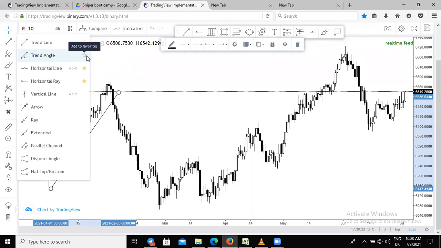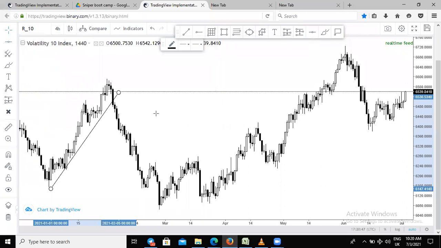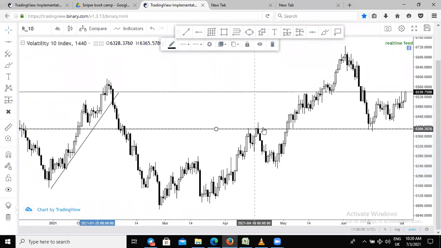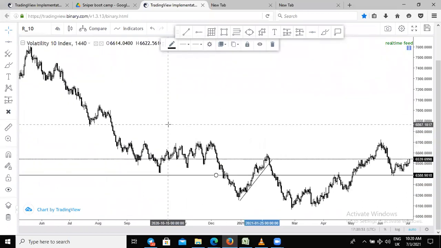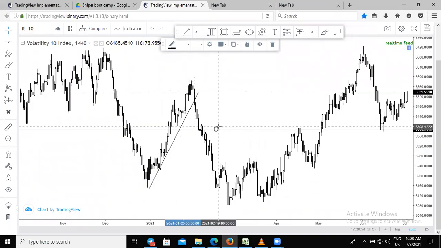The first thing I always do is make sure that I separate all the tools that I need for my trading. For example, someone like me, I always add the trend line to my favorites. I always add my horizontal lines. What do I need horizontal lines for? For example, to note support and resistance as well. Do you understand what I'm saying?